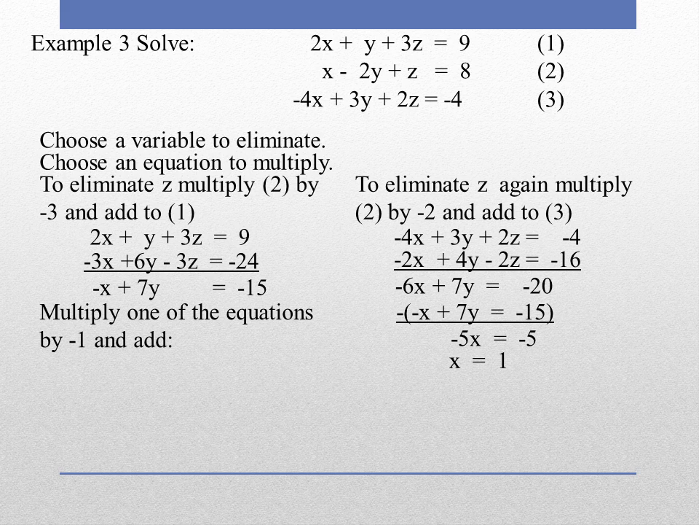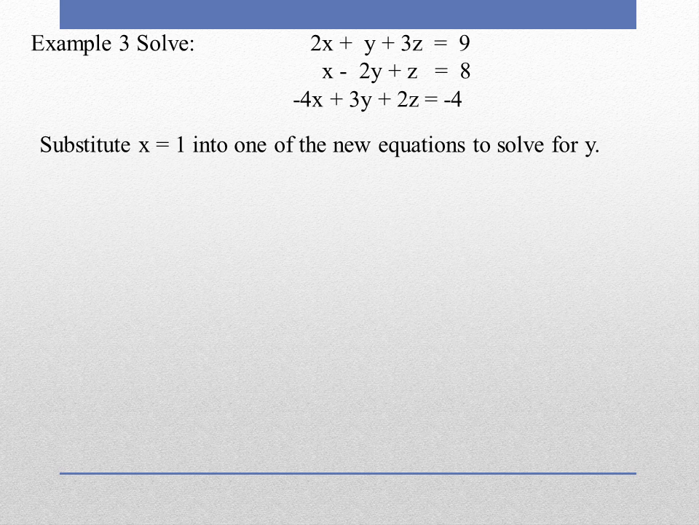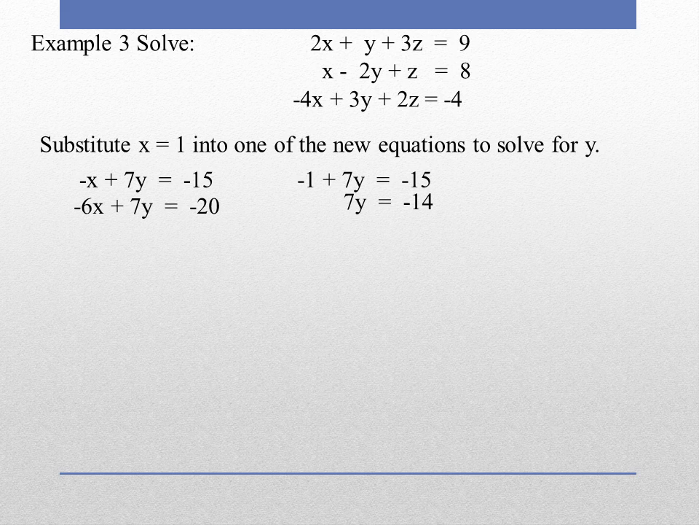Since I know that x is 1, I'm going to take that x equals 1 and substitute it into one of my two new equations that I made by elimination. So here's my two new equations. Sometimes it helps to draw a box around them or something to distinguish them. If I substitute x into 1 in one of these, I can solve for y, and the easier one to use is going to be the top one that I've got listed there. So I'm going to have -1 plus 7y equals -15, and now I can solve for y, so I'm going to add my -1, so I'll end up with 7y equals -14, and then I can divide by 7 for -2. So I have x equals 1 and y equals -2.